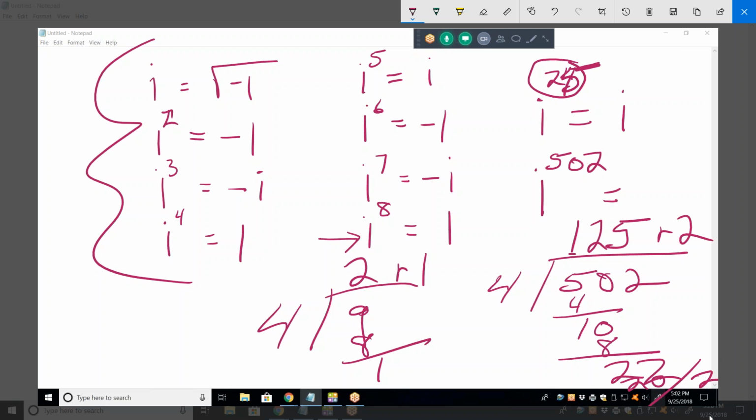Therefore, i to the 502nd power is the same as i squared. It's whatever the remainder is. If the remainder would have been 1, then it would have been i to the first power. If the remainder would have been 3, it would be i cubed. If the remainder would have been 4, then there is no remainder, and it's 1. If there's no remainder, it's always 1. In other words, i to the 4th is 1.